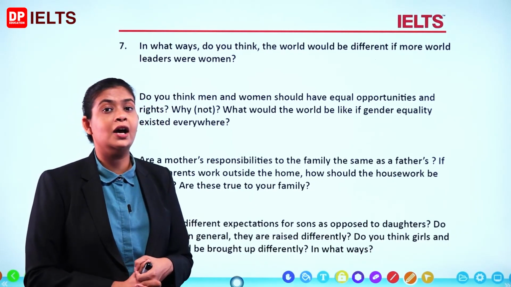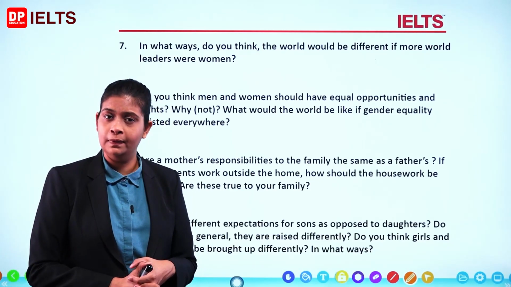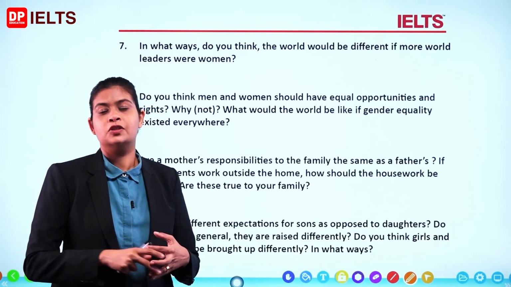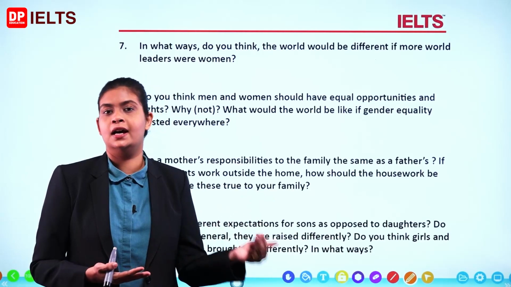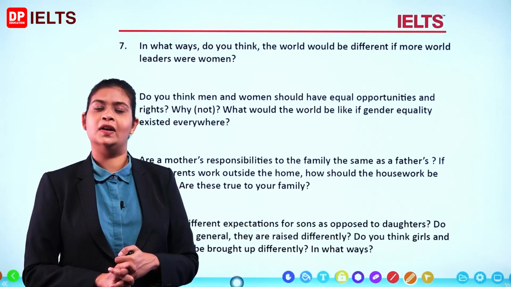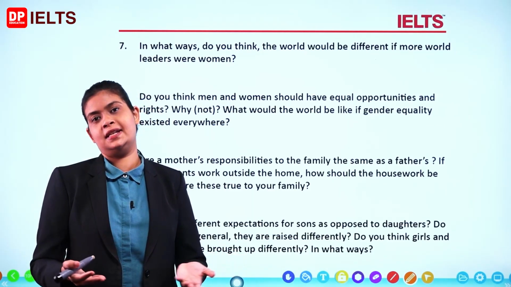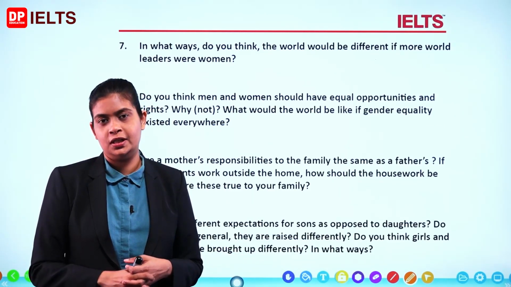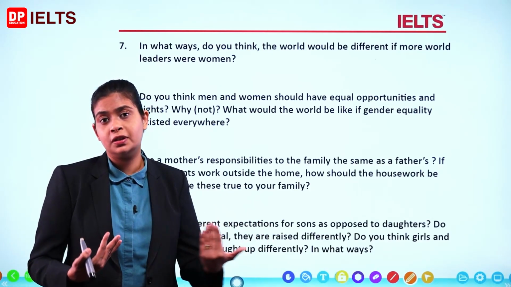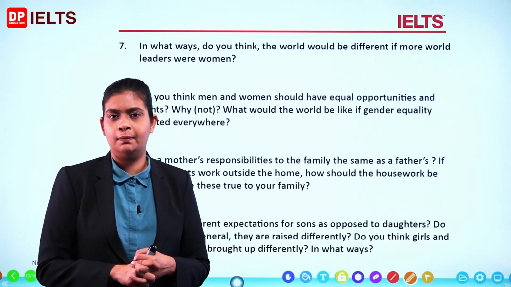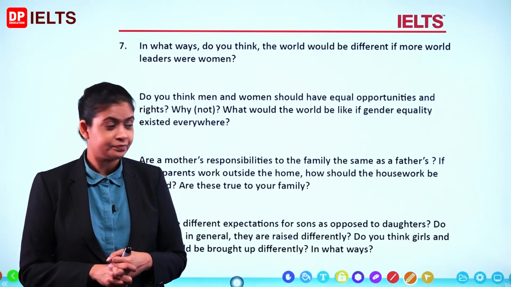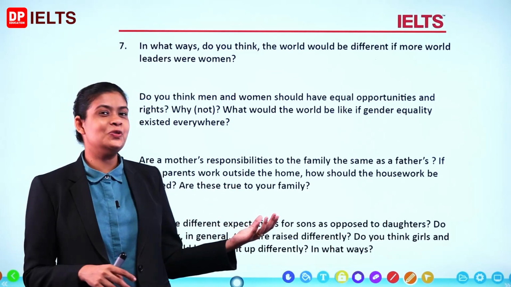And if they work outside the house, both of them, they should share the responsibilities. So if the wife is getting late, then the husband could probably prep dinner, get the kids ready for bed, right? And if the husband is getting late, then obviously the wife could do it. So they should mutually agree, have a lot of communication between both of them, and share the responsibilities equally. Now, are these true to your family?